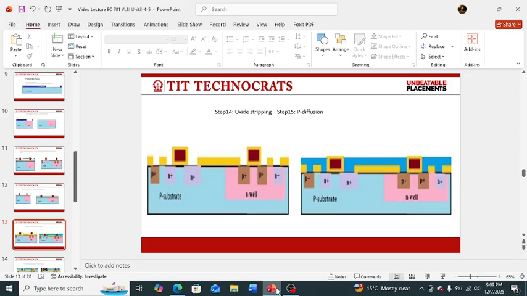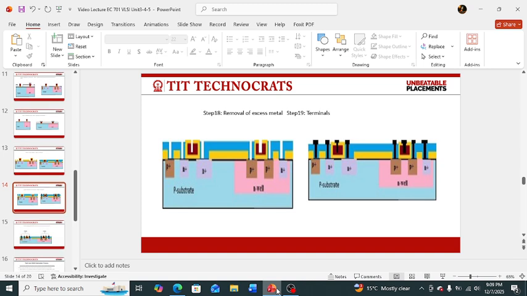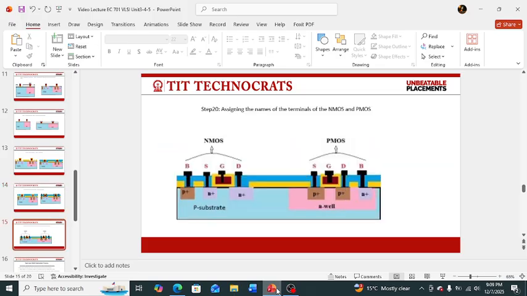And in step 15, that is the P diffusion process. Similar to the N diffusion process, the P diffusion regions are diffused to form the terminal of PMOS. Similarly, next are steps 16, 17 and 18, 19.